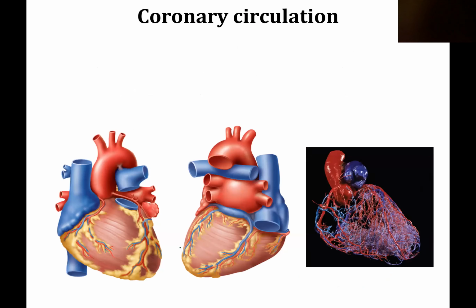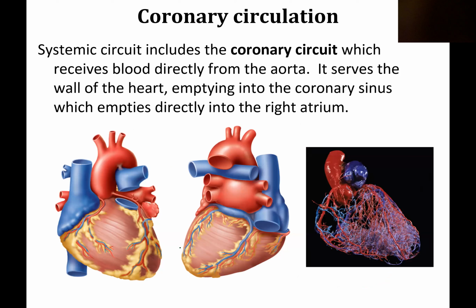Okay. Coronary circuit is a specific segment of the systemic circuit. So it's a subdivision of the systemic circuit. It carries blood directly to the wall of the heart from the aorta. Here's the left coronary artery and the right coronary artery, and then they have lots and lots of branches. You see them here. They latexed the blood vessels, latexed the blood, and then they got rid of the tissues.